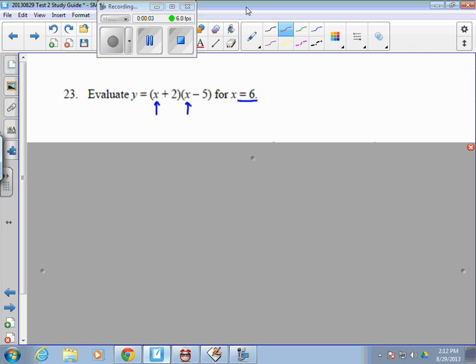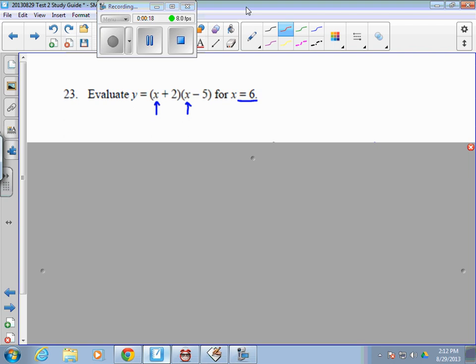This is Algebra 2, test number 2 through section 1.4. This is part 2. We pick it up and we're going to finish the study guide up on number 23. 23 says evaluate y equals x plus 2 times x minus 5 when x's value is 6.